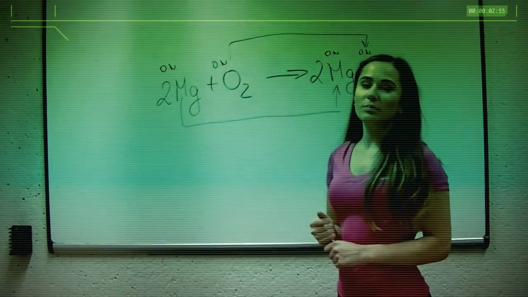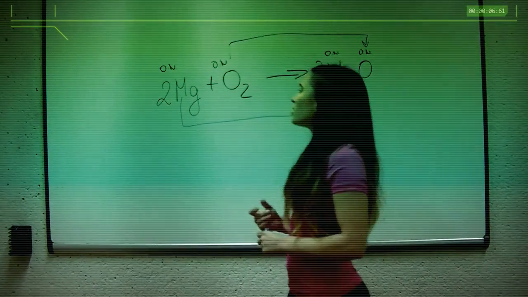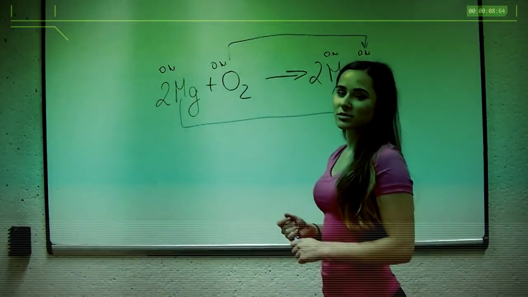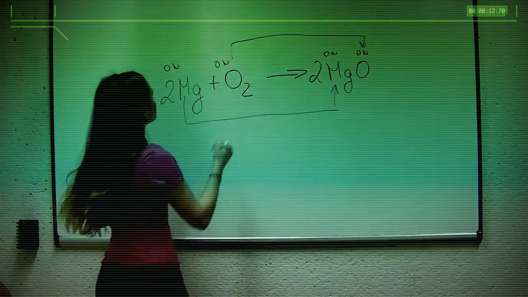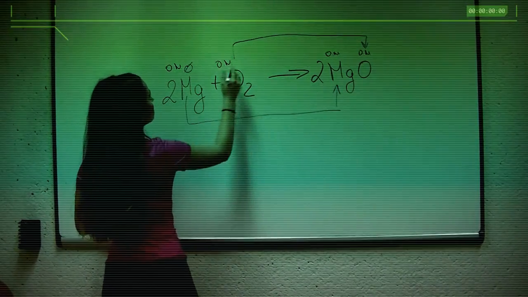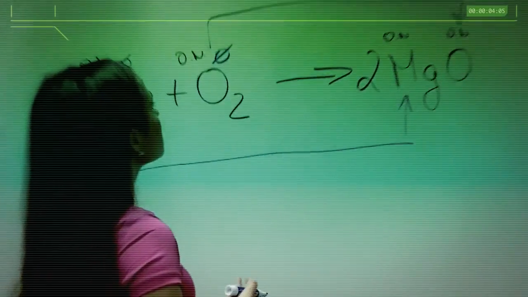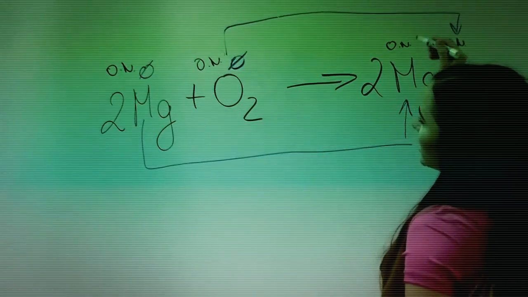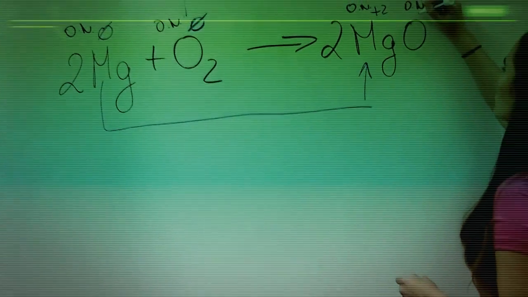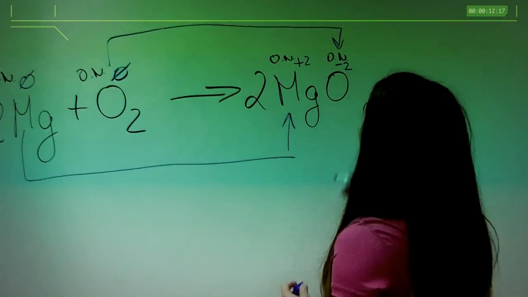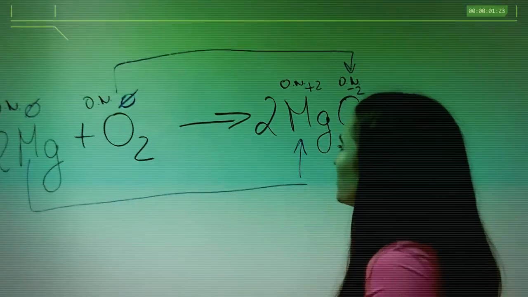Here's one example of a redox reaction. We have magnesium and oxygen. Both of these reactants are in their elemental state, so the oxidation number is going to be equal to 0. After the reaction occurs, magnesium's oxidation number is going to equal +2 and oxygen's is going to equal -2. The sum of these two is going to equal 0.